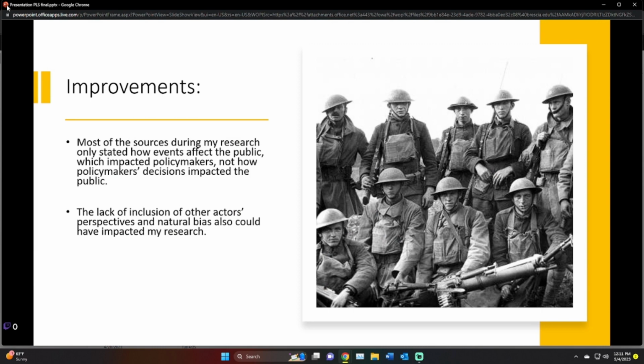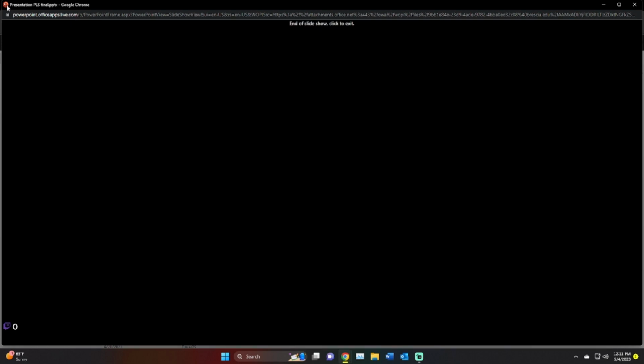Most of the sources during my research only stated how events affect the public, which impacted policymakers, not how policymakers' decisions impacted the public. The lack of inclusion of other actors' perspectives and natural bias also could have impacted my research. For instance, I only focused on the public opinion of the United States, not the perspective of the German fighters, men, women, or children, or Serbian individuals. These were all excluded and not taken into consideration.